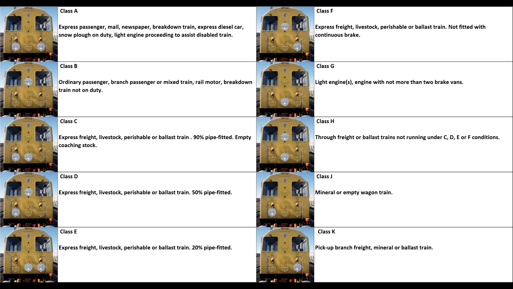In this regard, freight trains were divided into classes depending on how much of the entire train is pipe fitted. With the advent of diesel locomotives, a different way of classifying trains, known mainly as the train reporting number, began to be used in parallel with the headcodes. We will also tell about it in one of the following movies.